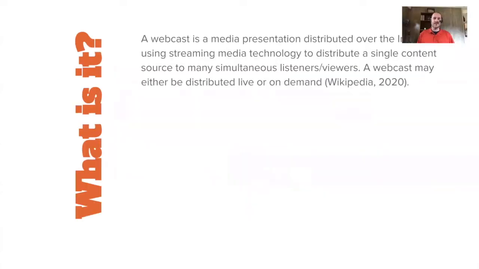So just a very broad definition of a webcast from good old Wikipedia here. A webcast is a media presentation distributed over the internet using streaming media technology to distribute a single content source to many simultaneously. That's a hard word too. A lot of people. So essentially you're doing a meeting that you could be doing in person, but you're doing it over the internet instead.